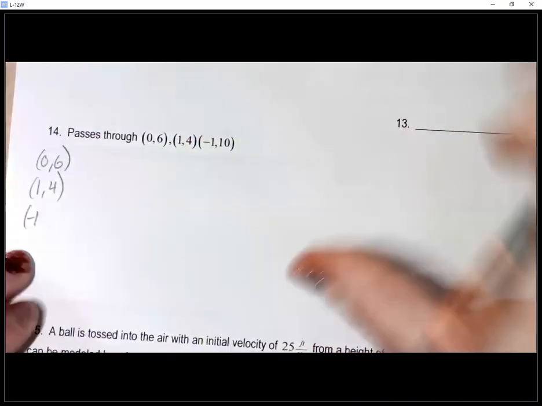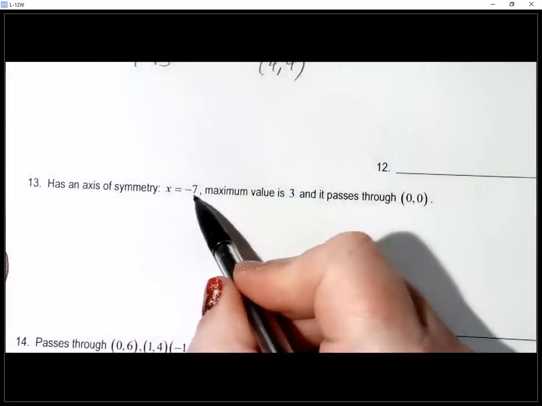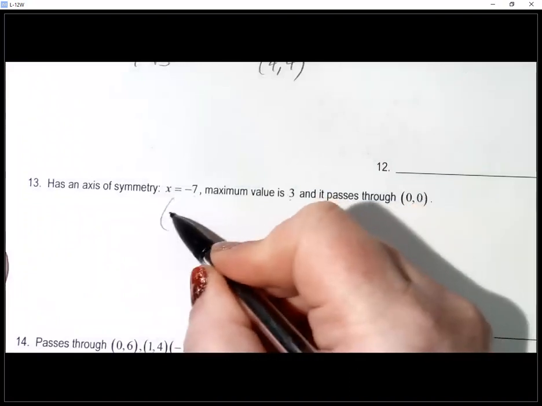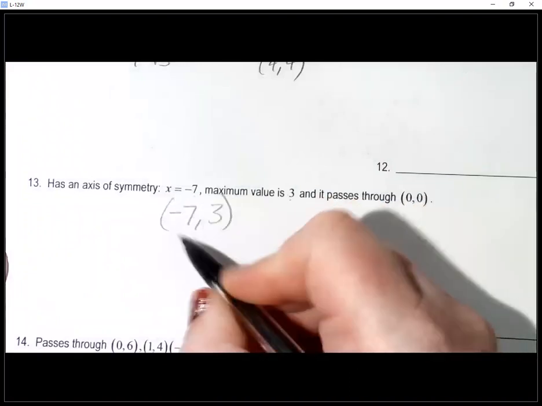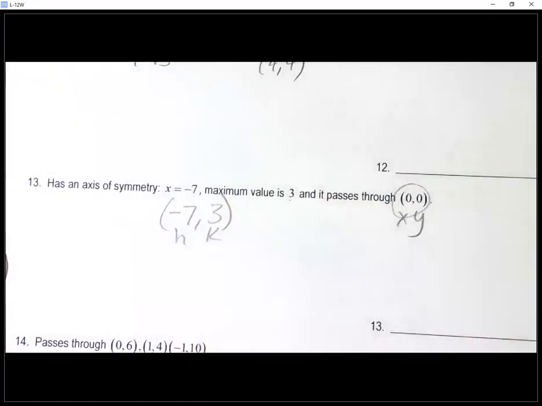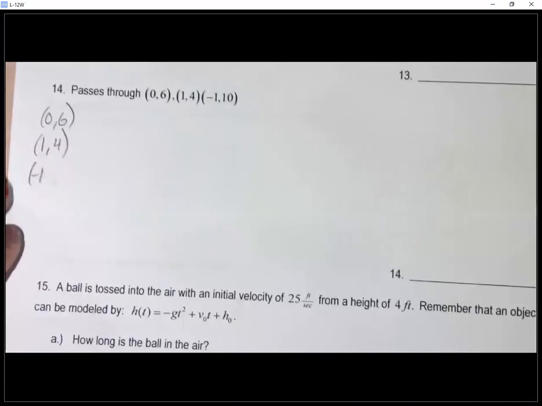Well, that's giving you an X value of -7 with a maximum value of 3. So you really have a vertex at -7, 3. So I'd plug that in for H, K and then use that as X, Y. All right, so this one, -1, 10.